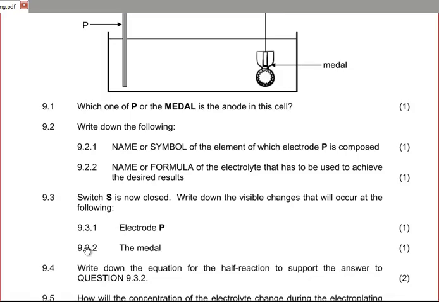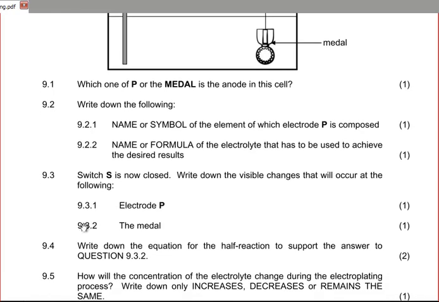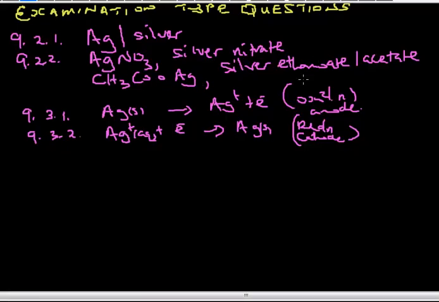And now if we can go to question number 9.5, it says how will the concentration of the electrolyte change during the electroplating process? Write down only increases, decreases, or remains the same, right? So we are talking about the concentration of the electrolyte, which means the concentration of silver ethanoate, depending on which we have used.